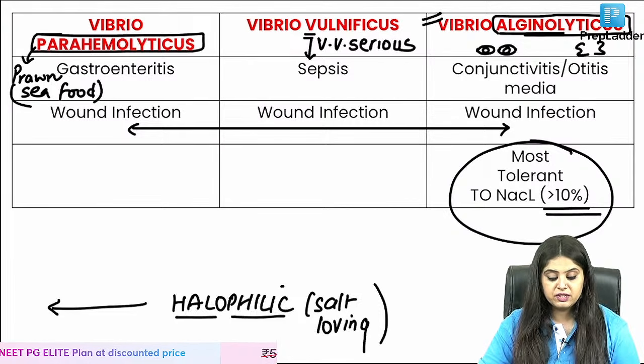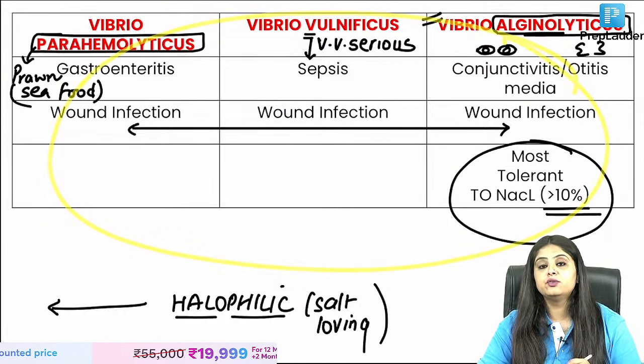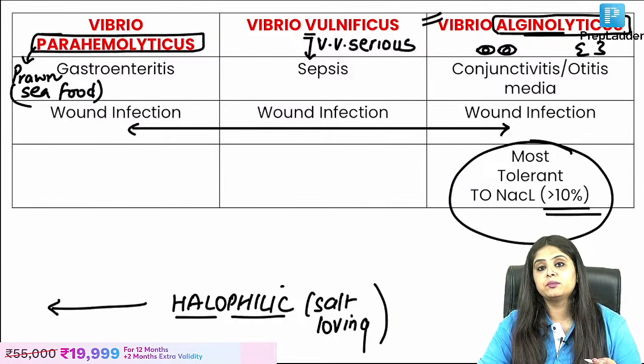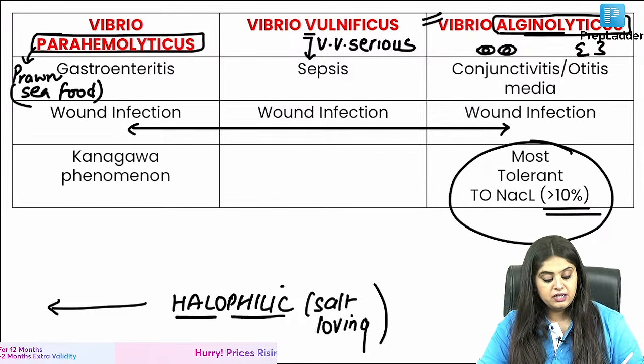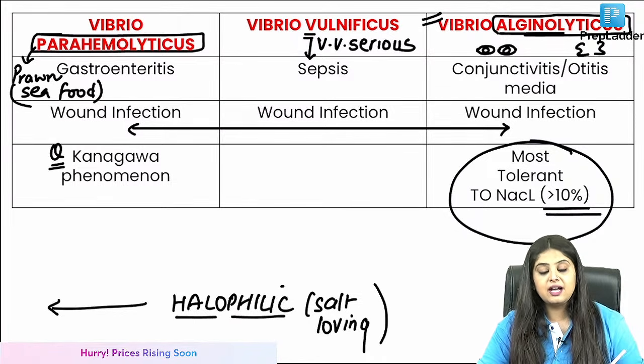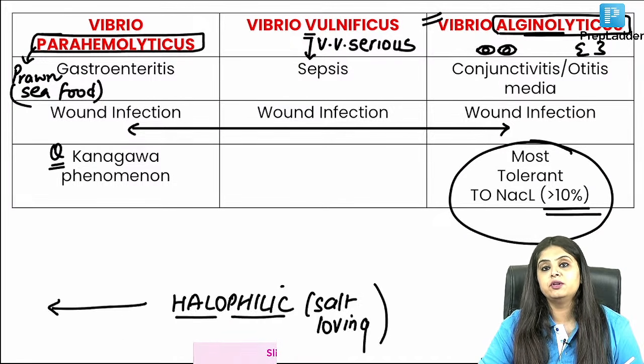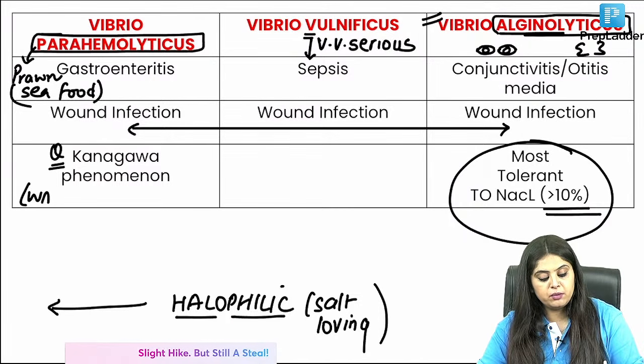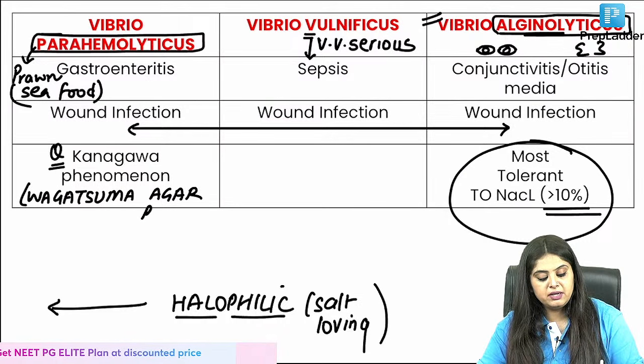Now tell me one more thing. Which out of these three is going to cause or help in showing you something called Kanagawa phenomena? This is a question again. Kanagawa phenomena is shown by Vibrio parahaemolyticus. Kanagawa phenomena is seen on what agar? It is seen on Wagatsuma agar. Wagatsuma agar is nothing but a blood agar.